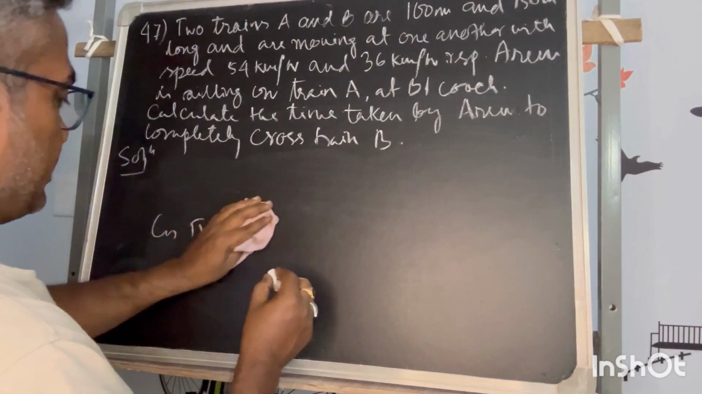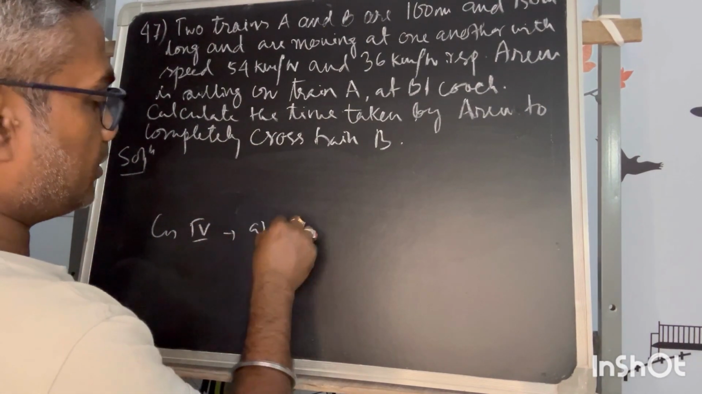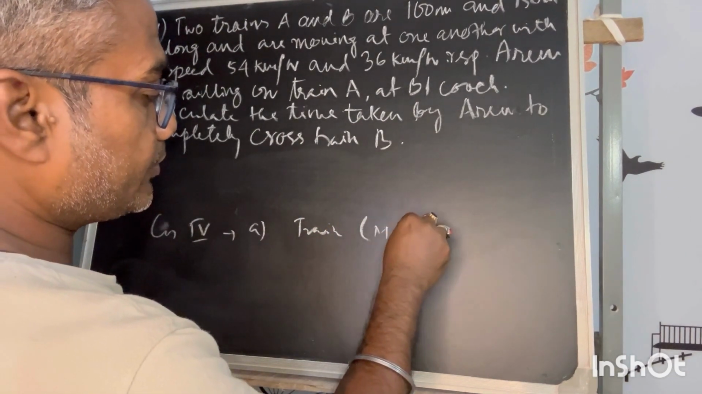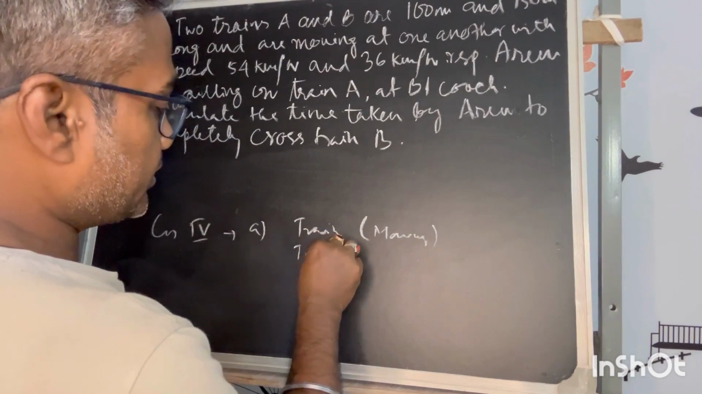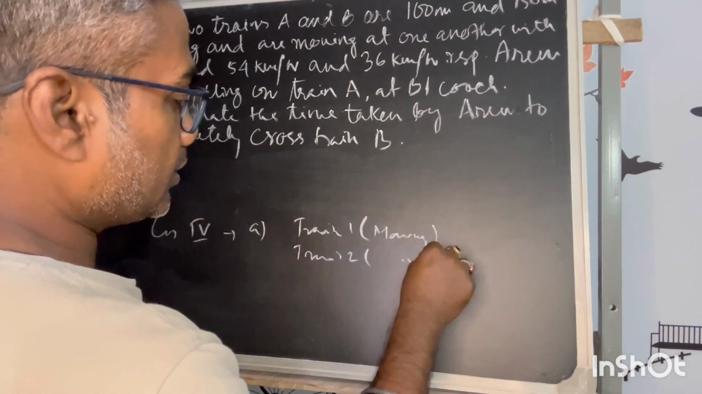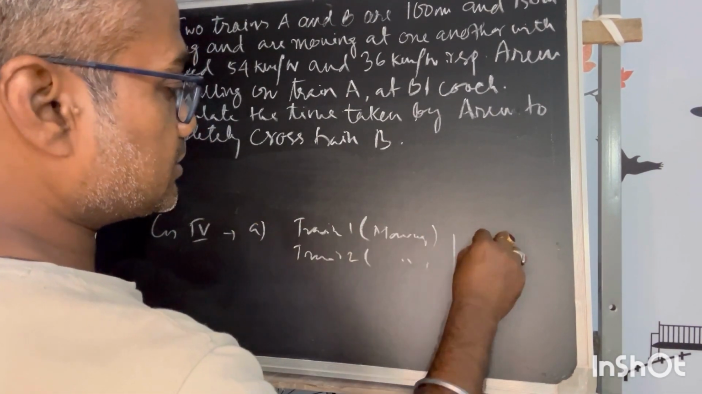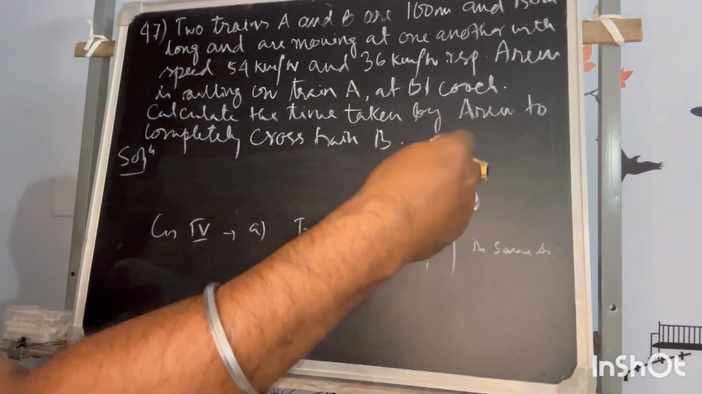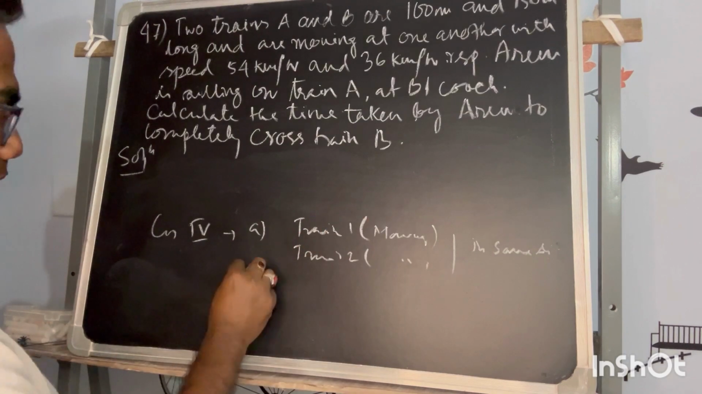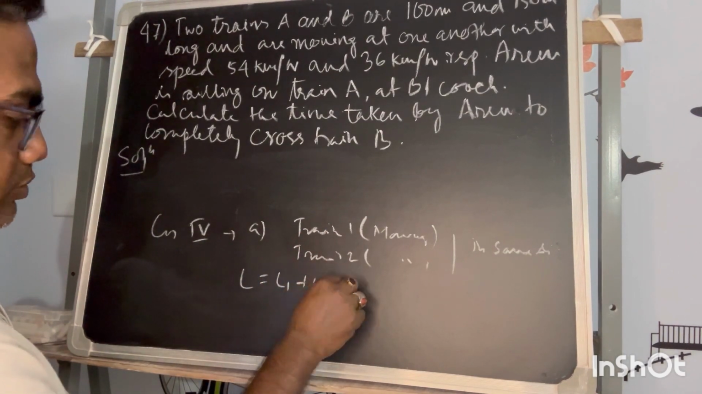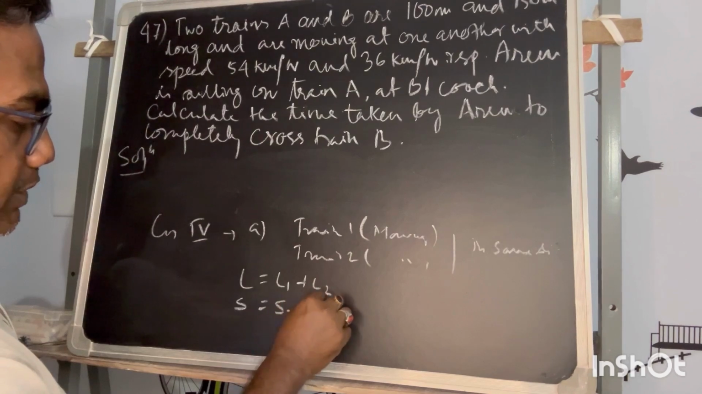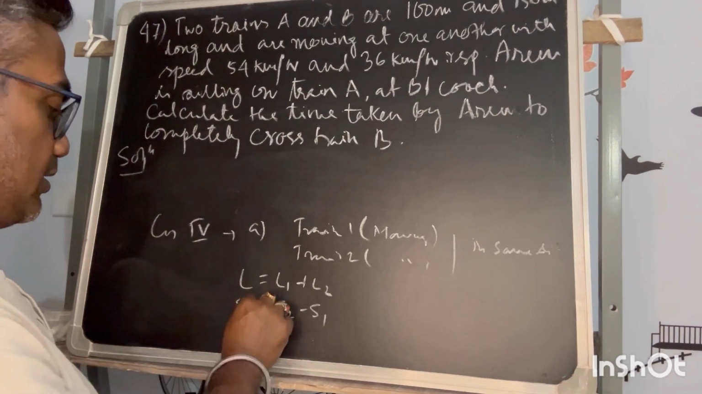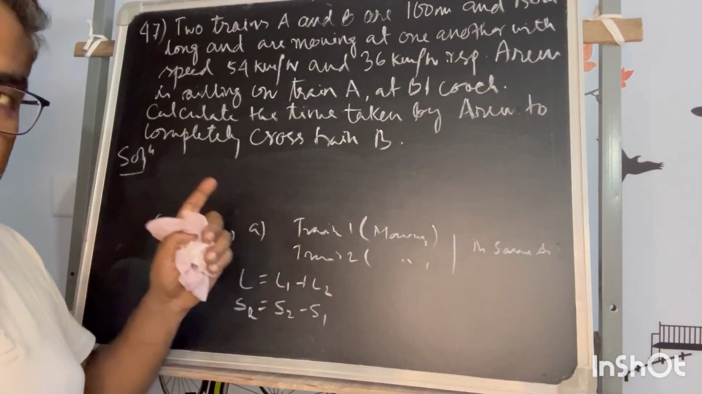Case 4. In case 4, there will be two parts. Both trains are moving, train 1 and train 2. In condition 1, they are in the same direction. This is like the case where a man and a train are moving. This is the train entering. Length 1 plus length 2, speed 2 minus speed 1. The higher speed minus the lower speed is the relative speed that has to be considered for calculating the time.